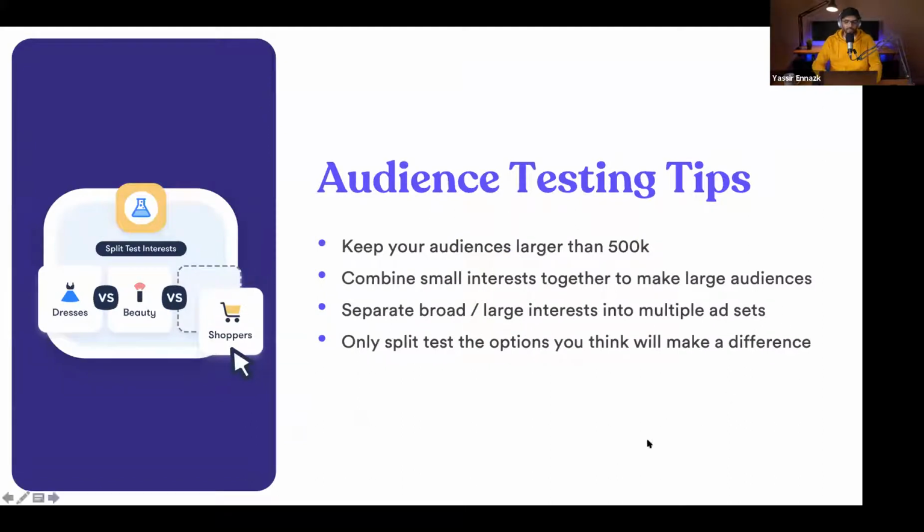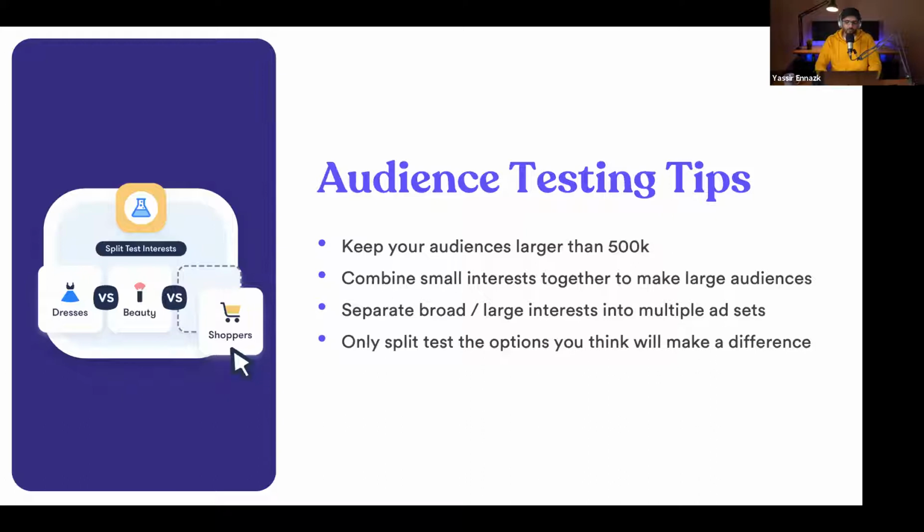So here are some tips for audience testing. Always try to keep your audiences larger than 500,000. If you have small interests that you want to target, try to combine them in the same ad set in order to make a large audience, because the larger the audience is, the more you allow Facebook to optimize better, because Facebook likes to have a lot of data to work with in order to optimize. If you narrow the audience to small sizes, it starts getting hard for Facebook to bring you good results.